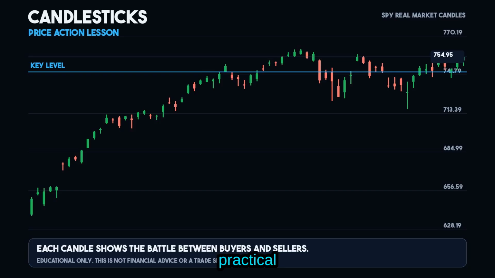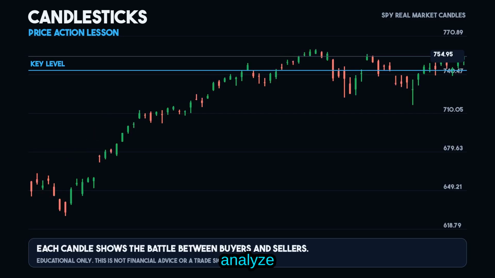For your practical exercise, I want you to identify a head and shoulders pattern on a demo chart or in your paper trading journal. Pay attention to the three components: the left shoulder, the head, and the right shoulder. Once you have identified a possible head and shoulders pattern, analyze the overall direction of the price and consider what it means for your trading strategy.